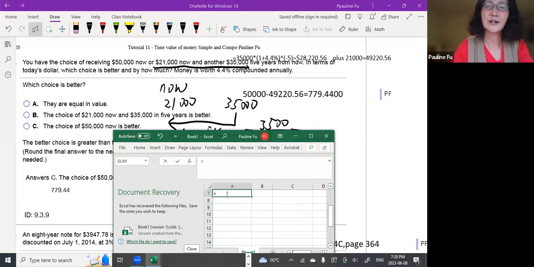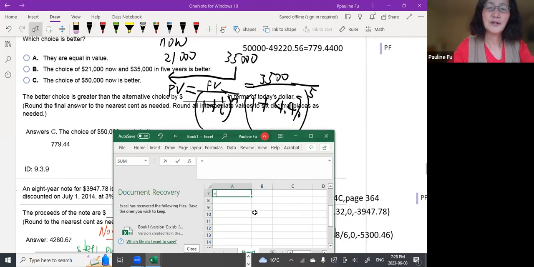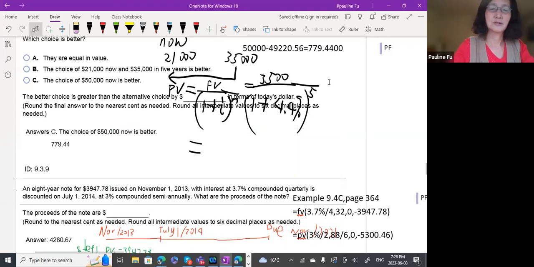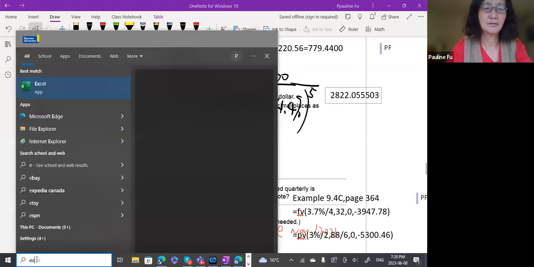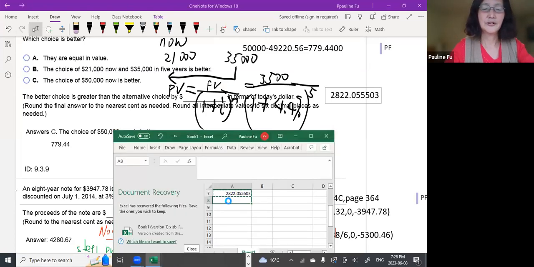I'm going to use this, calculate 3,500 divided by 1 plus 4.4% raised to power 5. Okay, I need to do this calculation, but this is the result. Control C. So this is the result. Okay, and this result add 21,000. So this result add 21,000, and you got this number.